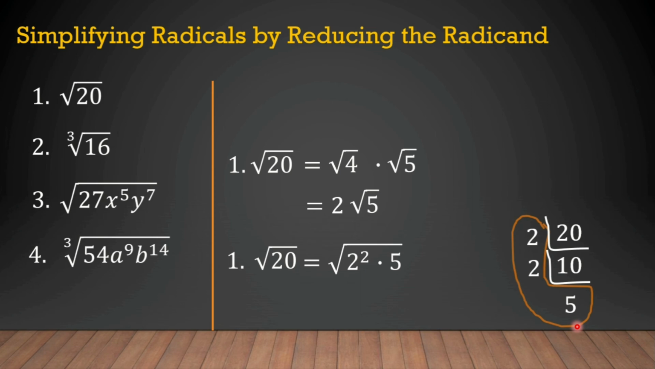So, i-rewrite lang natin siya dito. So, we have the square root of 2 squared times 5. 2 squared kasi dalawa yung 2, times 5 at yung isa pang prime factors niya. Kung makikita ninyo, meron tayo ditong exponent sa radicand. So, ang gagawin lang natin, kapag merong exponent, i-divide natin yung exponent na yon doon sa index.